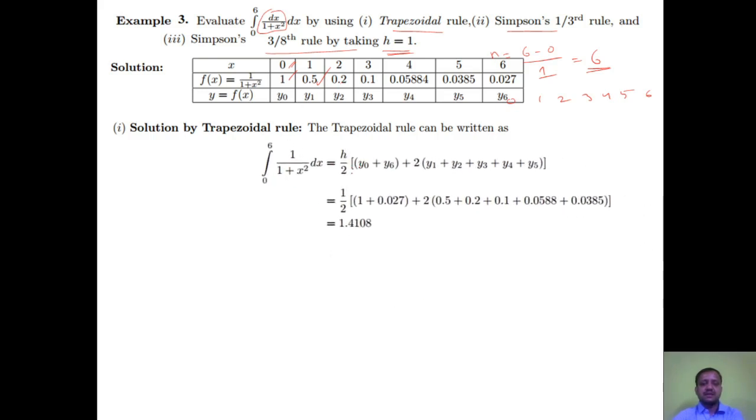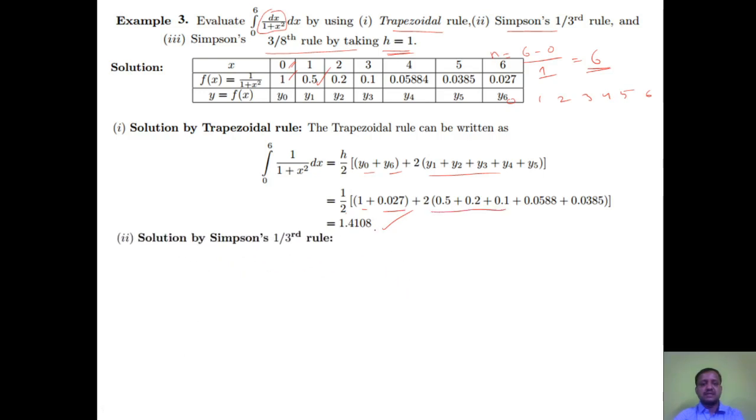What about next? In the formula you need to substitute. In the trapezoidal rule, the formula is h by 2 times first term plus last term plus 2 into remaining terms. What is h? h is 1 by 2, plus first term y0 is 1, y6 is 0.027, plus 2 into remaining terms.